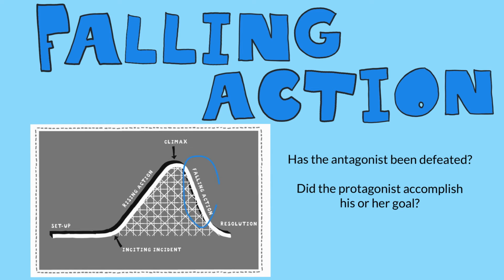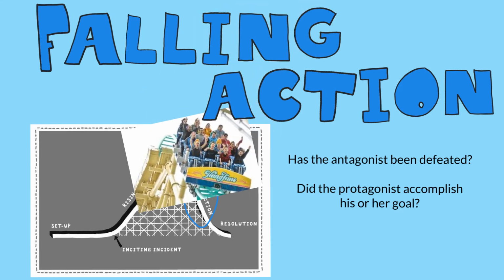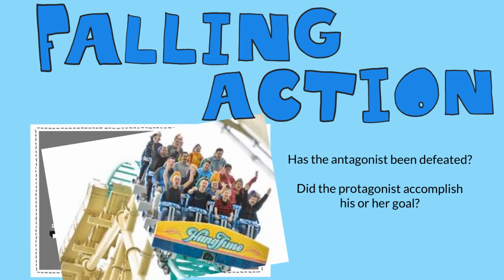Okay, so your falling action is a lot like that high-speed drop. This is where your reader finds out, has the antagonist been defeated? Did the protagonist accomplish his or her goal? This is where the story starts the wrap-up. But it is very much like that downhill fall.